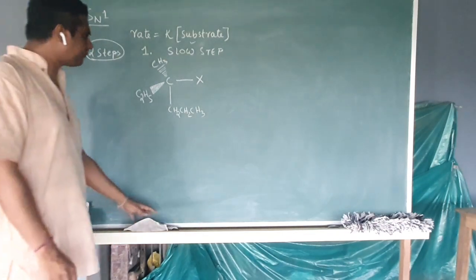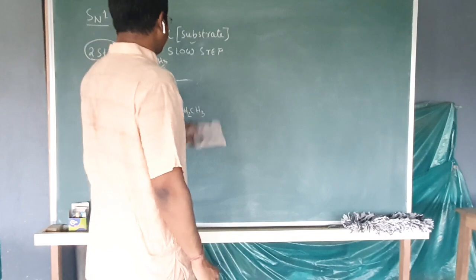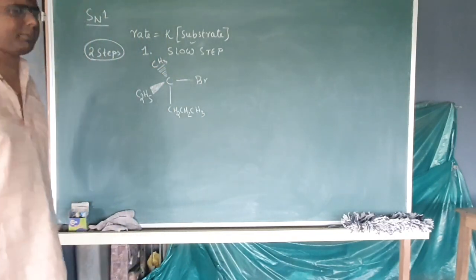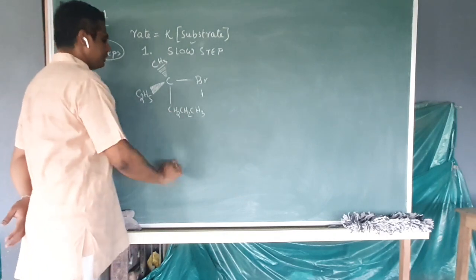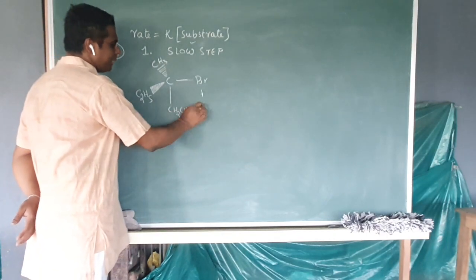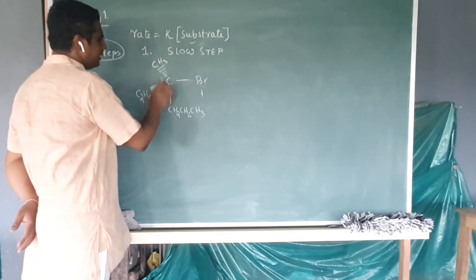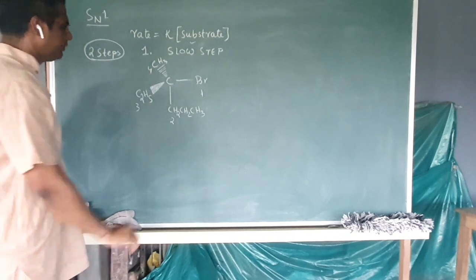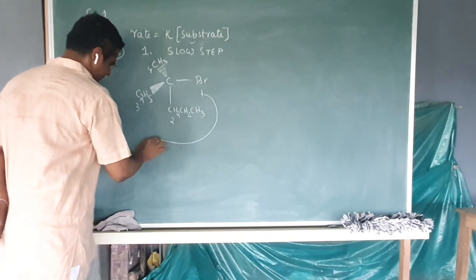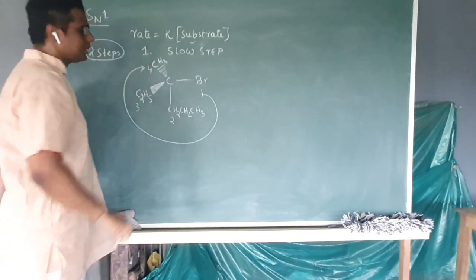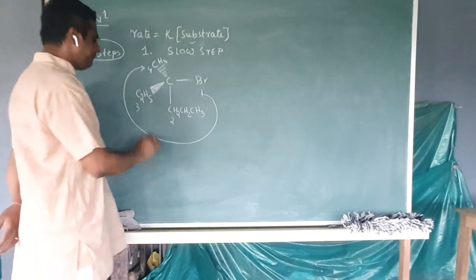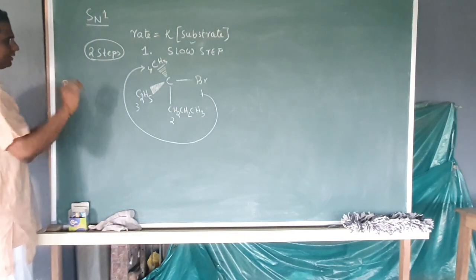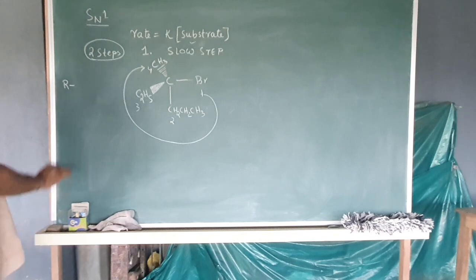So if we take, say, bromine over here, bromine has the highest atomic number, so I will name it as 1. Then this, because this is a bulkier group than this, which is bulkier than this. So 2, 3, 4. So if you go like this, then it is anti-clockwise. Okay? And if it is anti-clockwise, it will be named as R.